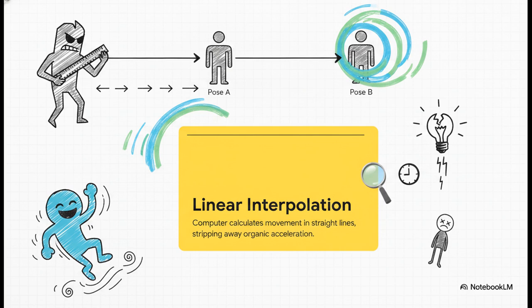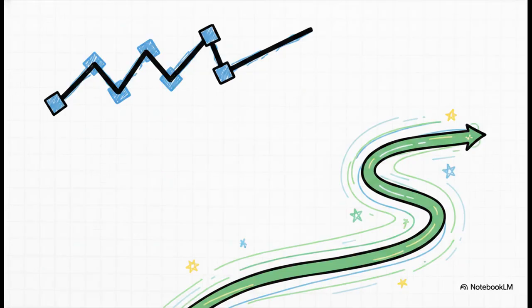The trap you're falling into is letting the software do the heavy lifting for you. When you just set a start keyframe and an end keyframe, the software defaults to this linear interpolation to fill the gap. And sure, it creates motion, but it actively destroys life. We really need a complete mindset shift here. Computers think in straight lines, but living beings, we move in organic curves.